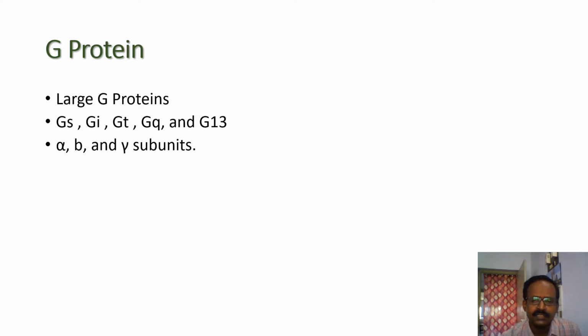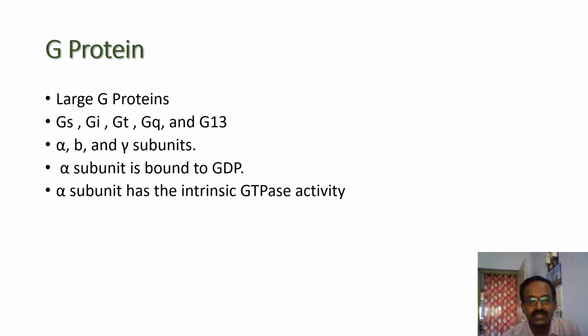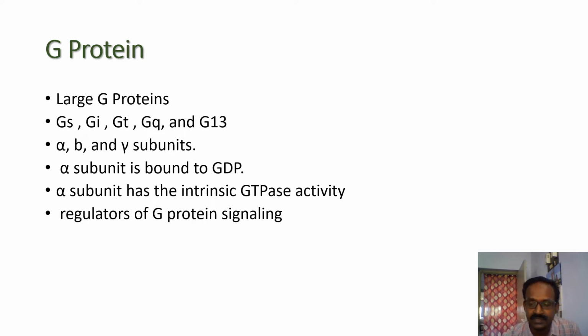The large G protein has 3 subunits: alpha, beta, gamma. So when the hormone binds with the receptor, the alpha subunit is separated from the beta and gamma subunits. When the alpha subunit is bound to GDP, it is exchanged for GTP. The alpha subunit has intrinsic GTPase activity. It is made to regulate the hormonal G protein signaling.